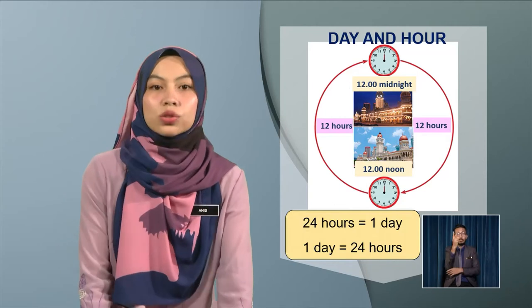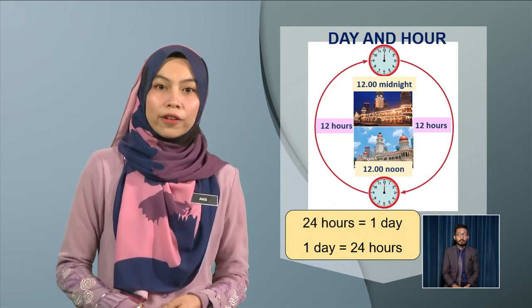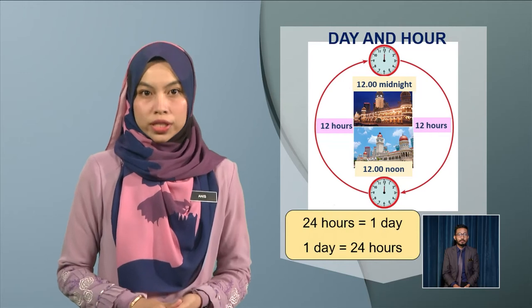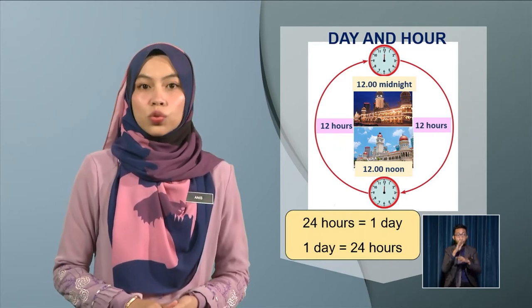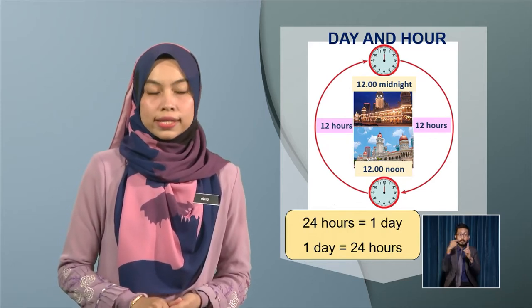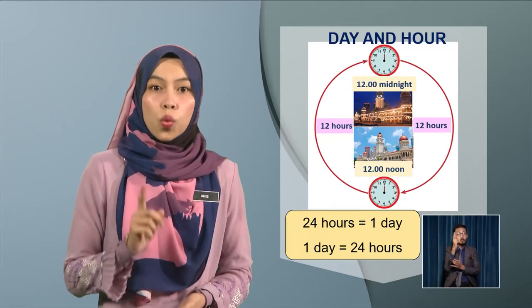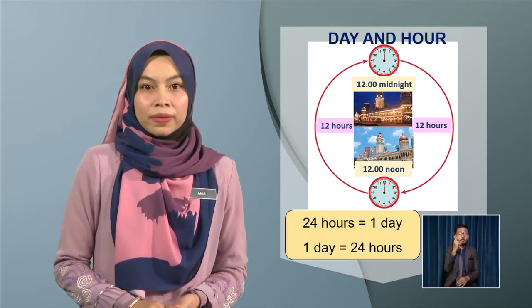From 12 midnight to 12 noon is 12 hours. And from 12 noon to 12 midnight is another 12 hours. 12 hours plus 12 hours equals 24 hours. So there are 24 hours in a day, or one day equals 24 hours. Now you have learned the relationship between days with hours and hours with minutes. Let's try to solve these problems.